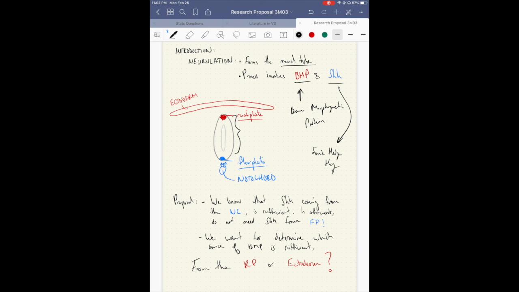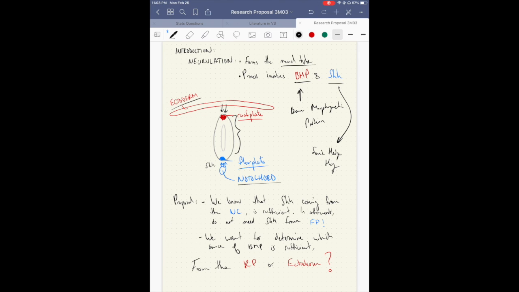During this process, the ectoderm here contributes to the formation of the roof plate by secreting BMP. At the same time, the notochord, this structure, contributes to the floor plate by secreting SHH.